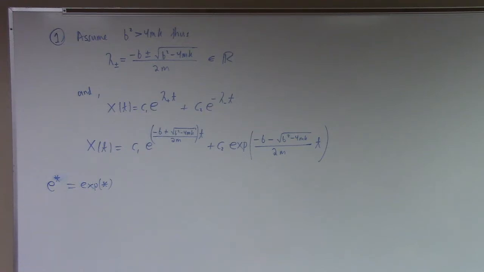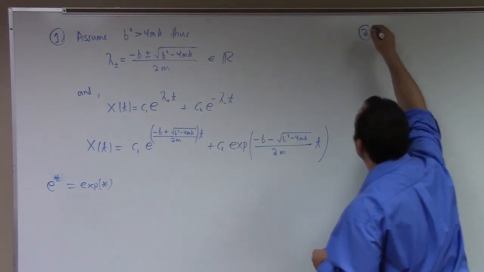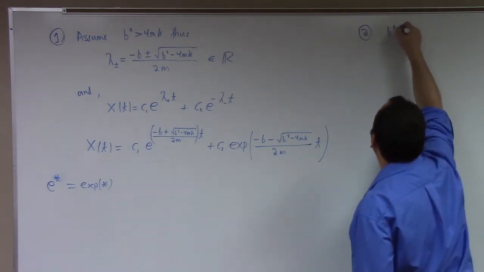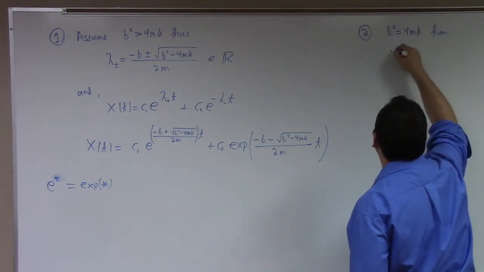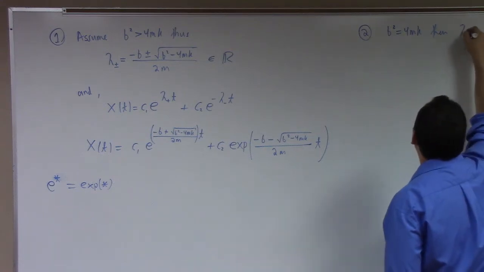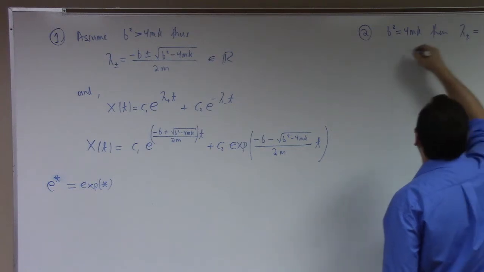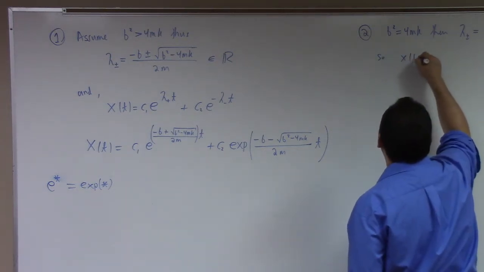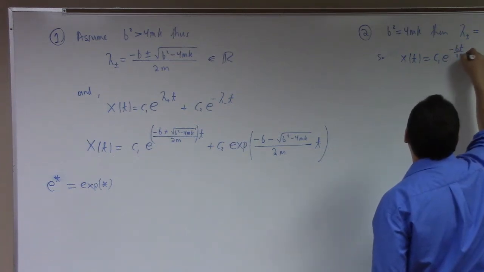Questions about this case? All right. Case 2, if we have b squared equals to 4mk, then what that means is lambda plus and minus are both equal to minus b over 2m. So x of t is c1 e to the minus b t over 2m plus what?